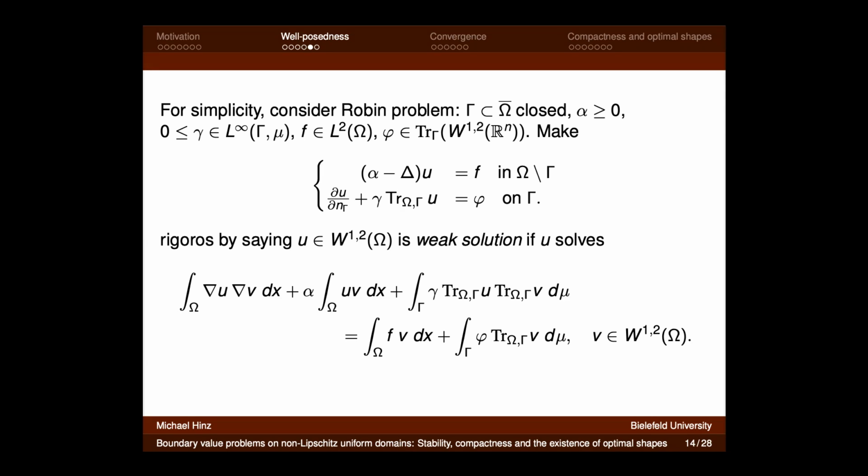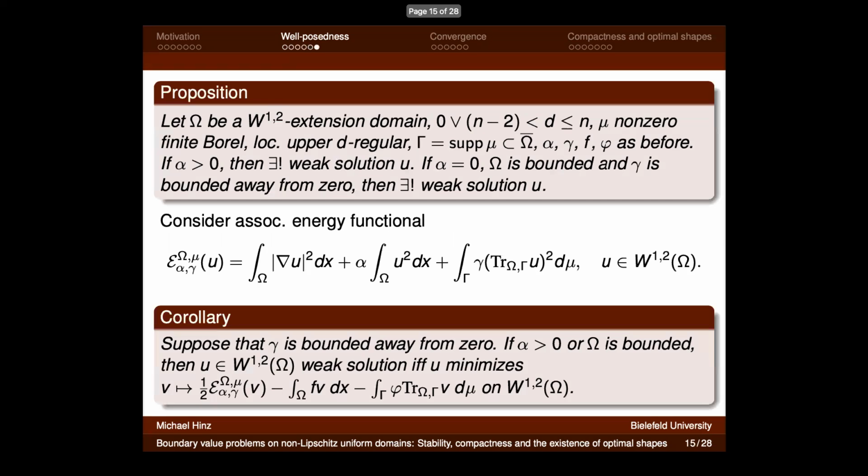And we can make this rigorous by simply saying u is a weak solution if it solves this integral identity. So this is just the variational formulation of this boundary value problem, right? So this variational formulation we will work with. This is maybe a little bit boring, so let me go through this quickly.